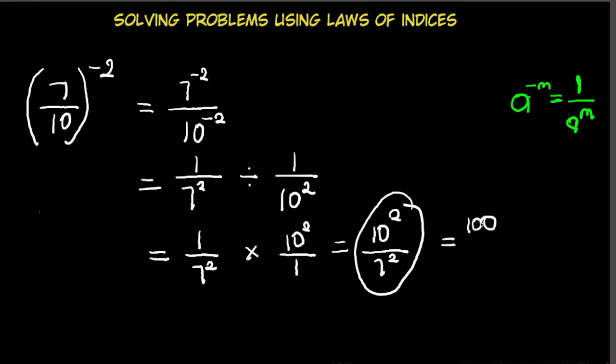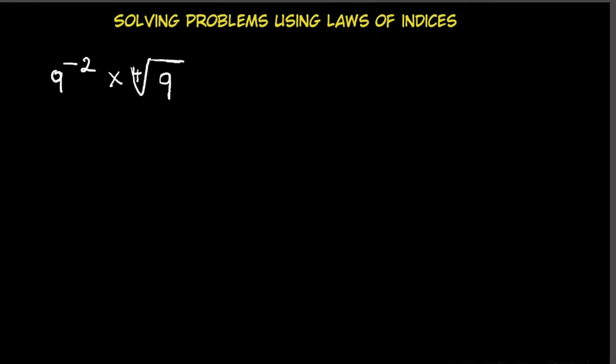So 10 squared is 100 and 7 squared is 49, and that would be your final answer. Let's move on to the next problem. Okay, so the instruction here is to leave in index form. So before we do anything, we want to understand that we have to convert this to index form.